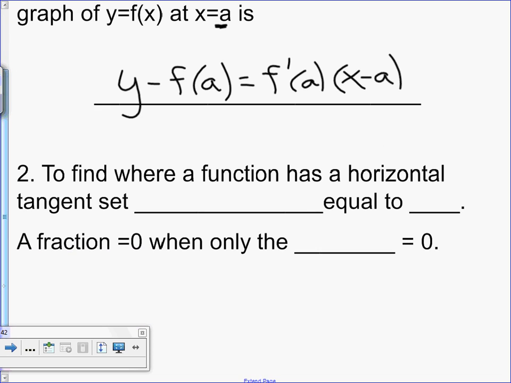To find where a function has a horizontal tangent, set what equal to what? Well, the derivative in general equal to 0, right? But if that derivative is a fraction, we know a fraction equals 0 only when the numerator equals 0. Very good.